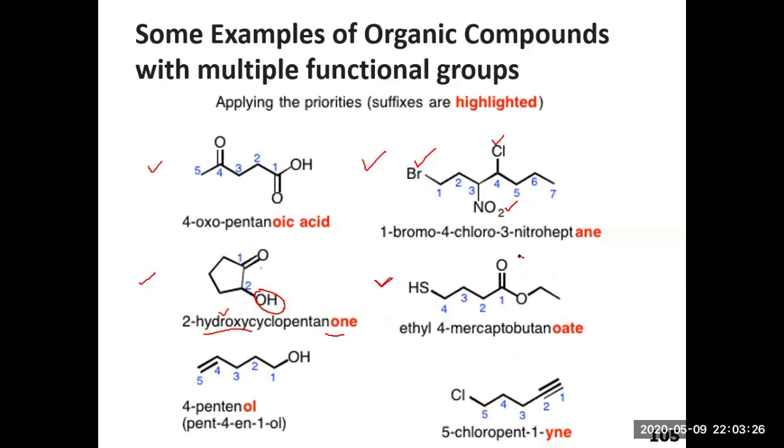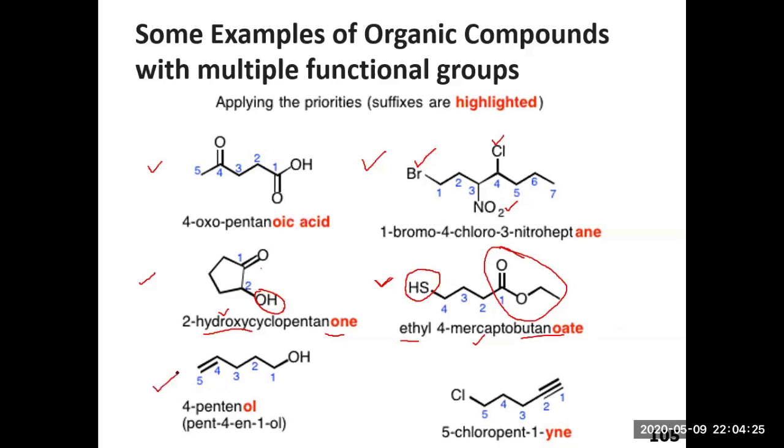Okay, so let's take a look at this fourth example here. So we have here what we call an ester, and we have here a thiol. Now remember, in naming esters, we have to name the alkyl group first, followed by the acyl group. Now, if you look at carbon 4, we have a thiol group. Since this is treated as a substituent, the prefix that we will use is mercapto. So the final name for the molecule is ethyl 4-mercaptobutanoate.